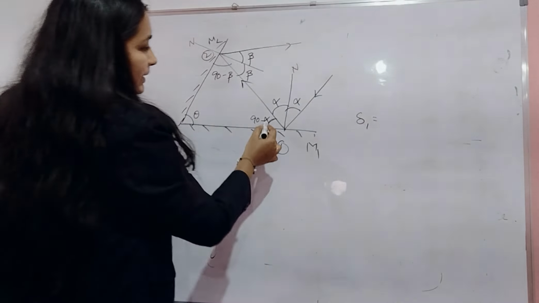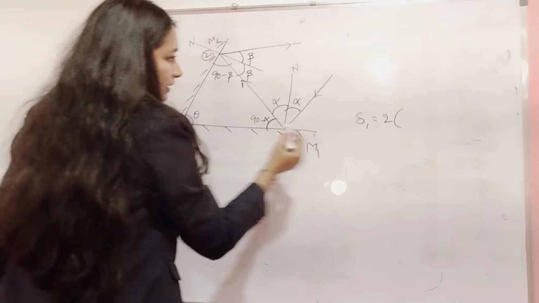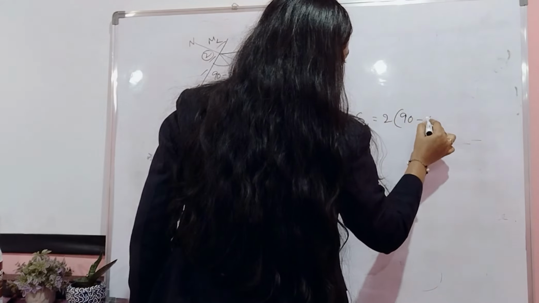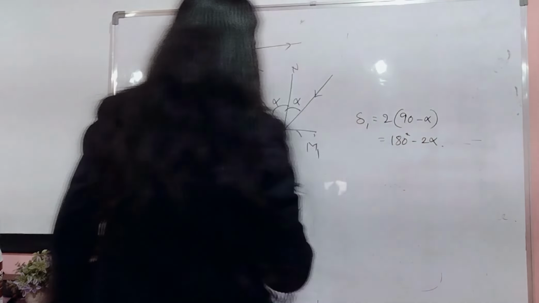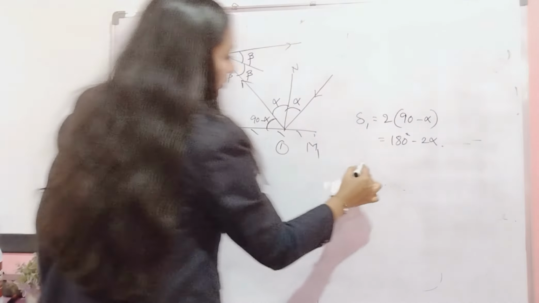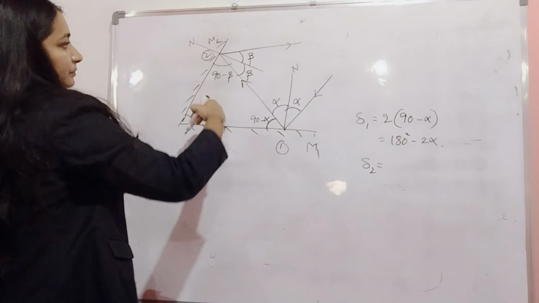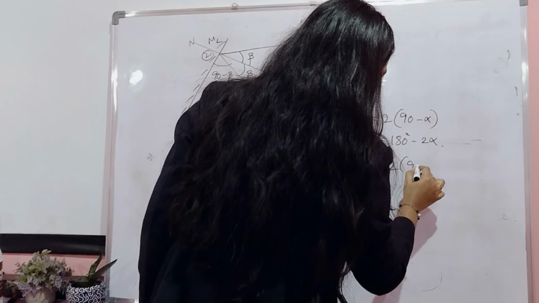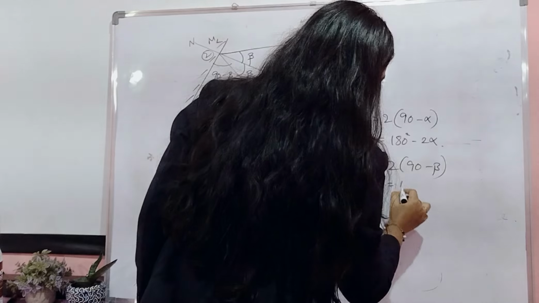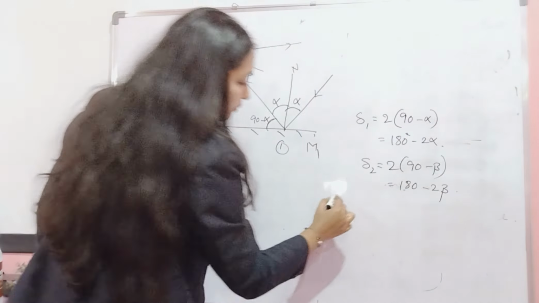Now tell me, what is the angle of deviation for the first mirror? Delta 1. What is the glancing angle here? 90 minus alpha. So 2 times the glancing angle will be 180 minus 2 alpha. What is delta 2, the angle of deviation of the second mirror? What is the glancing angle here? 90 minus beta. That is 2 into 90 minus beta, that is 180 minus 2 beta. Is it clear?